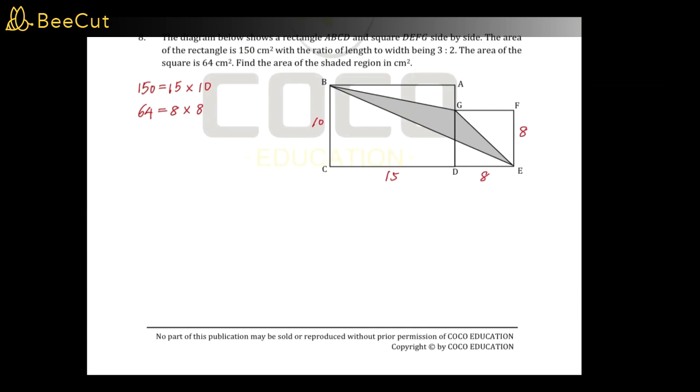So to find the shaded area, we can find the total. Total area is the sum of the rectangle and the square. This equals 214. Now let's check for the unshaded. So triangle BCE. The base is 15 plus 8. That's 23. The height equals 10. So base times height divided by 2. The area is 115.